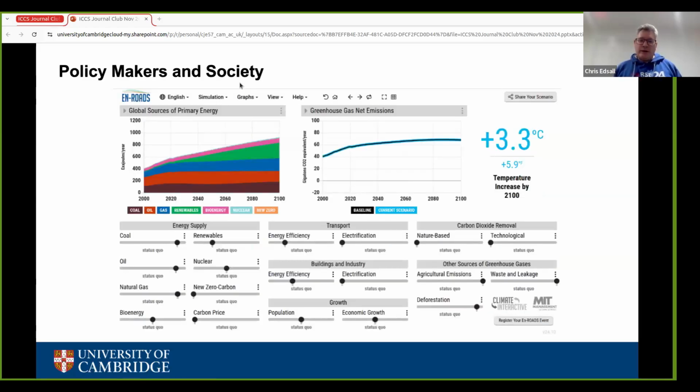Finally, another group of people who have a vested interest in good software engineering practices flowing through into good research software are the people who make policy decisions on behalf of the wider society.